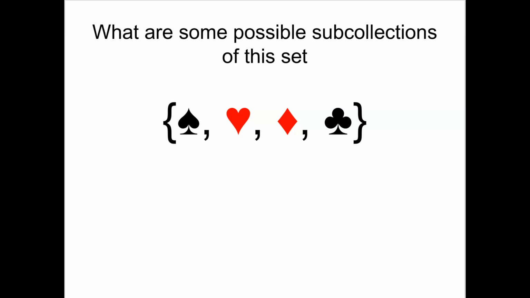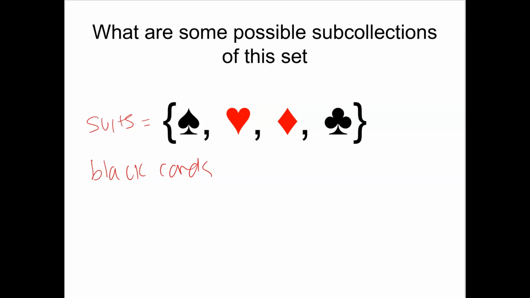But let's think about this. What are some possible sub-collections of this set? So we could say, okay, these are the suits of cards. So that's a sub-collection. We could say black cards, right?